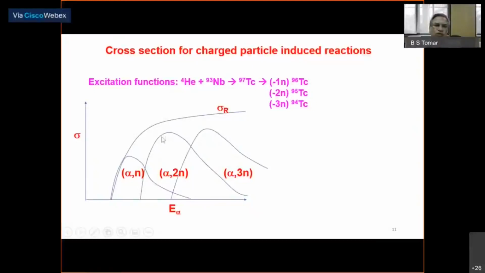In fact, if you use a thick target, then this entire cross section you can make use of. When the alpha particle is losing energy in the target material, this cross section also will be utilized. So by a thick target, we can produce high activity of this evaporation residue. That is the application of excitation functions.